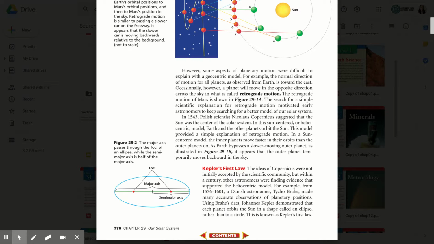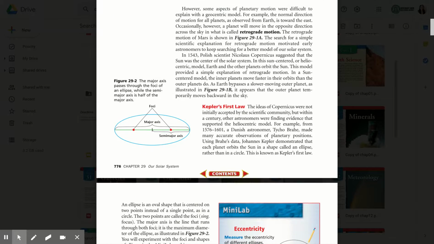Polish scientist Nicholas Copernicus suggested that the sun was the center of the solar system. In the sun-centered, or heliocentric, model, Earth and the other planets orbit the sun. This model provided a simple explanation for retrograde motion. In a sun-centered model, the inner planets move faster in their orbits than the outer planets do. As Earth bypasses a slower moving outer planet, as illustrated in figure 29.1b, it appears that the outer planet temporarily moves forward in the sky.